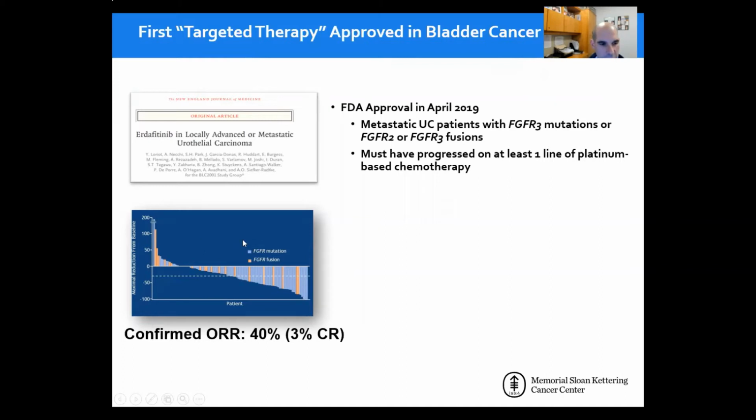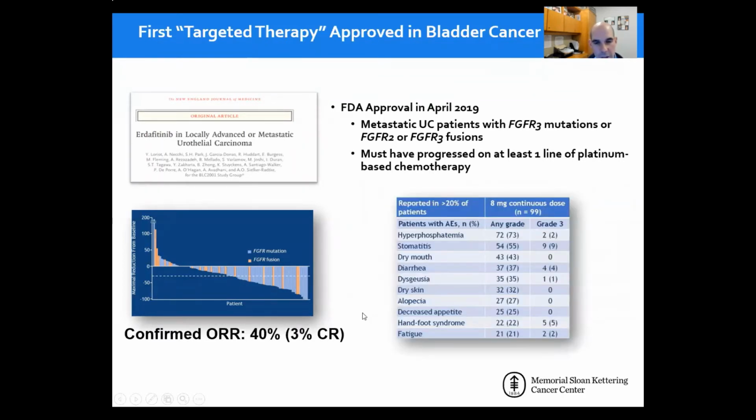What's interesting, though, is that although the objective response rate is fairly high, these are genomically selected patients. So all patients had either an FGFR2 or 3 alteration. However, obviously not all patients responded. So there's some complexity to the genome. There are co-alterations, other mutations that may be affecting response, and only 3% had a complete response. So this is a bit of a different story than what you see with immunotherapy, where these patients may have a more durable survival tail with immunotherapy.